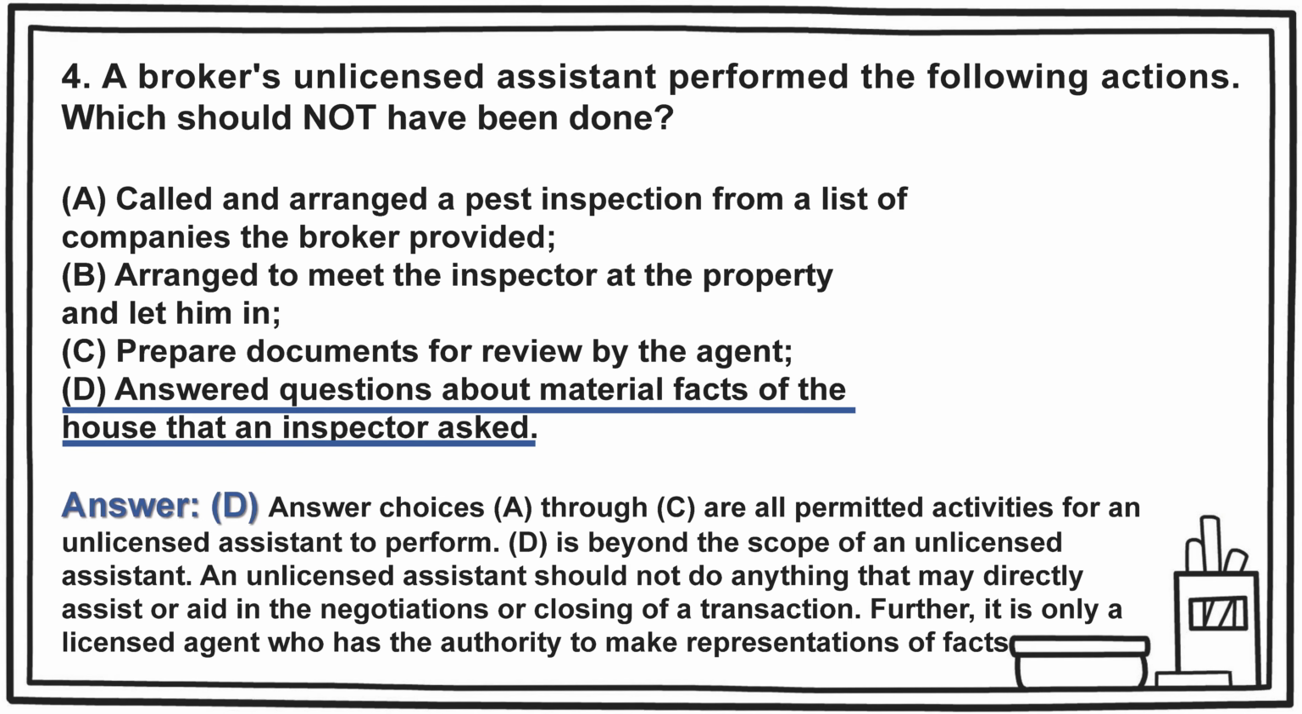Answer D. Answer choices A through C are all permitted activities for an unlicensed assistant to perform. D is beyond the scope of an unlicensed assistant. An unlicensed assistant should not do anything that may directly assist or aid in the negotiations or closing of a transaction. Further, it is only a licensed agent who has the authority to make representations of facts.